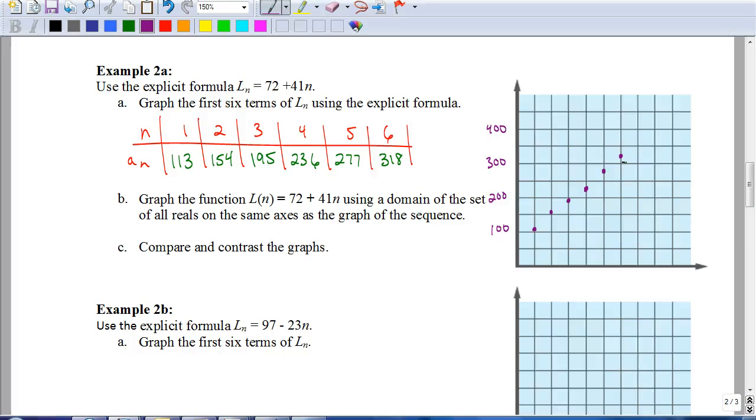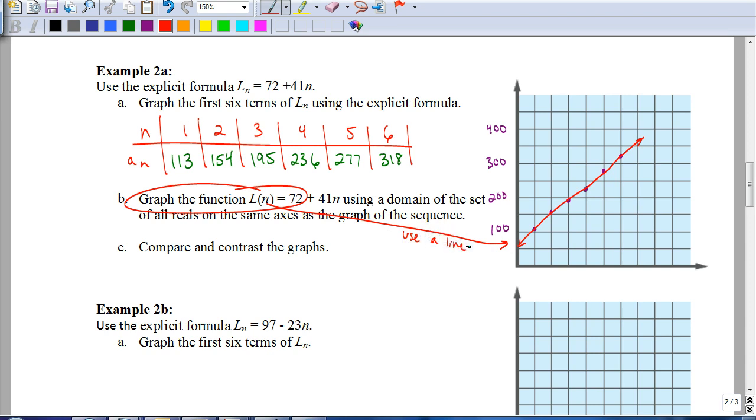Now part B says to graph the function. The difference here is when we graph the function, it's going to have the same set of points, except for when we graph a function, we do connect it with a line. So the function, we use a line.